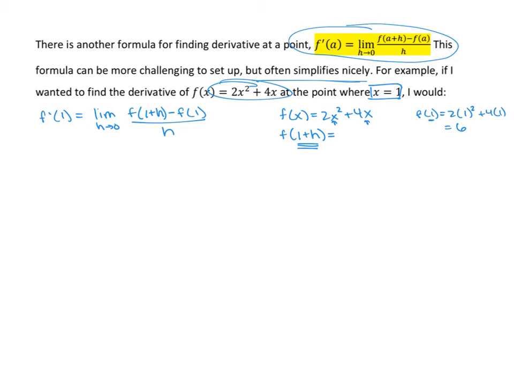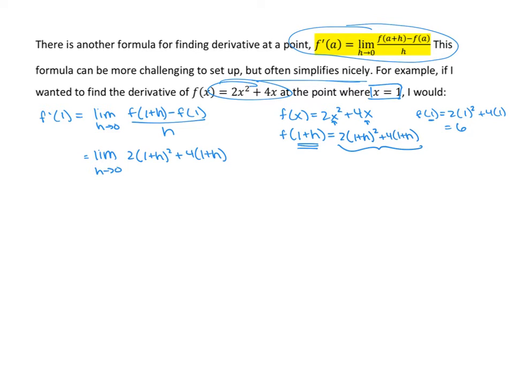It's the same thing here. I'm looking for f of 1 plus h. I plug 1 plus h in for x. So it's a little longer, and it's not as neat. We don't get a nice clean number like we do with f of 1. We get an expression instead. So this whole expression here, that's what I'm going to plug in to f of 1 plus h. So f of 1 plus h is 2 times 1 plus h squared plus 4 times 1 plus h. So that whole thing is just this first part of my setup.